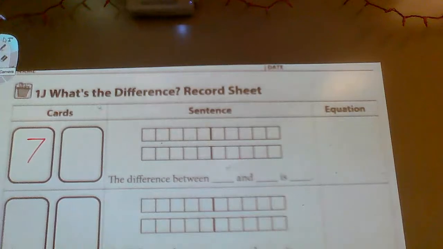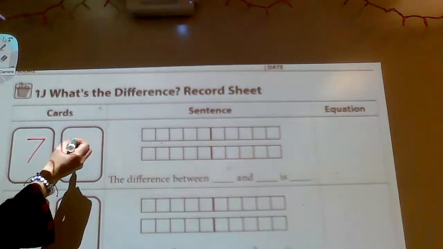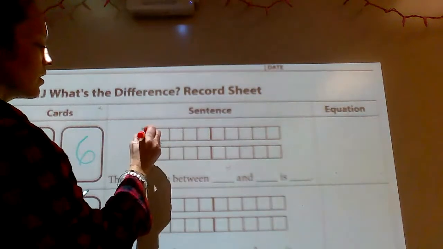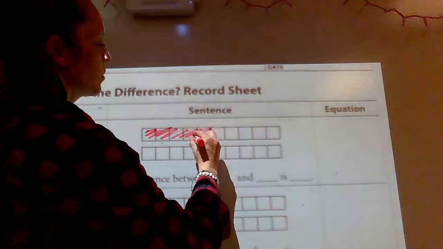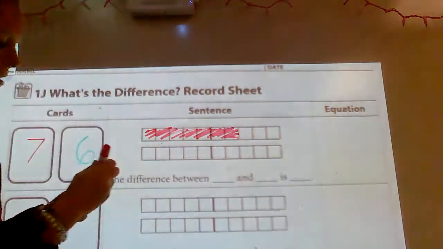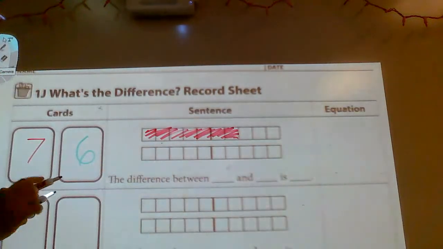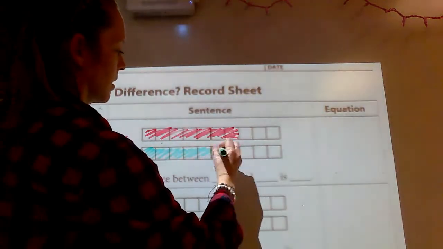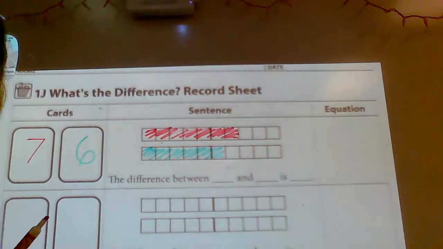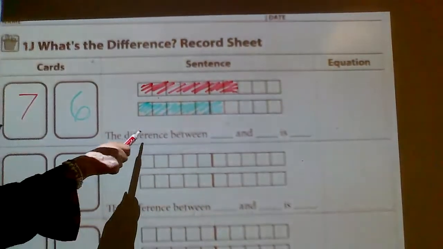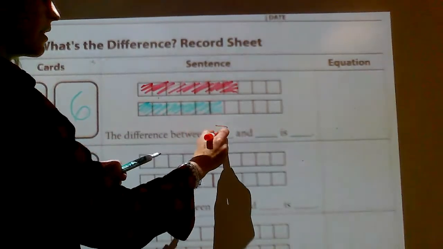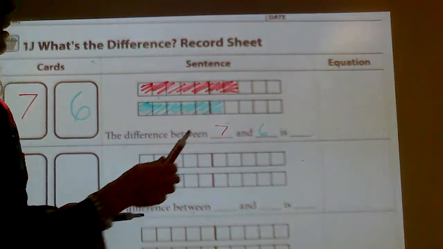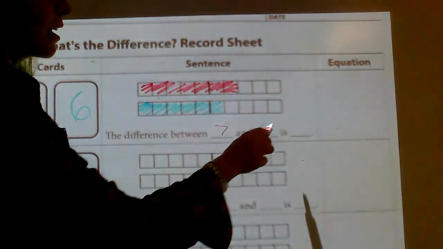So, I picked a 7 and a 6. And then I'm going to color those in. 7 was red. So I color all the way to 7. And then I color all the way to 6. And I fill out this part. The difference between 7 and 6 is what? You can see clearly it is 1.